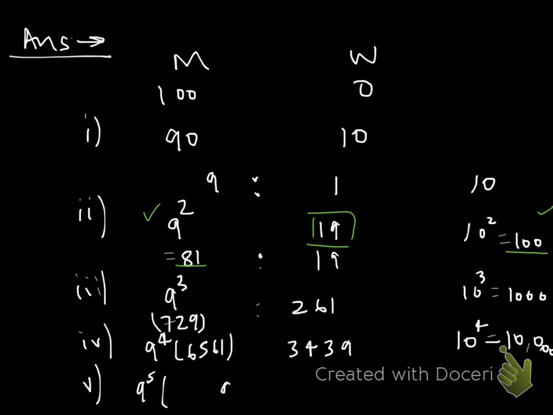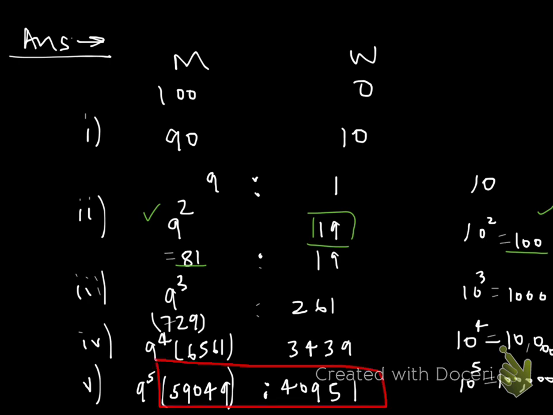The milk would be 9 to the power 5, which comes out to be 59049, and 10 to the power 5 is 100,000. So the remaining quantity of water is 40951. So the ratio after 5 iterations is 59049 to 40951. This is the exact answer, the ratio of milk to water after 5 iterations.